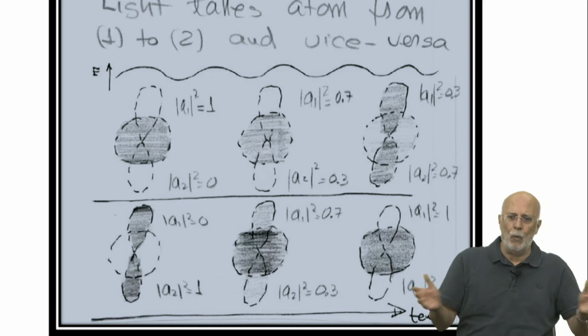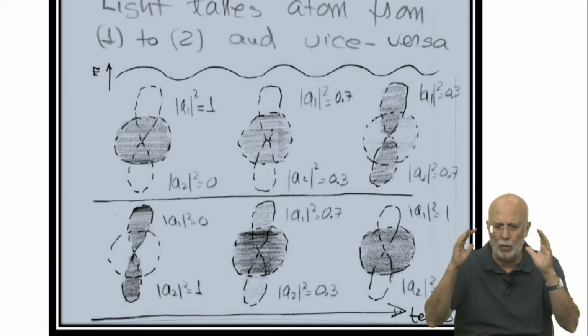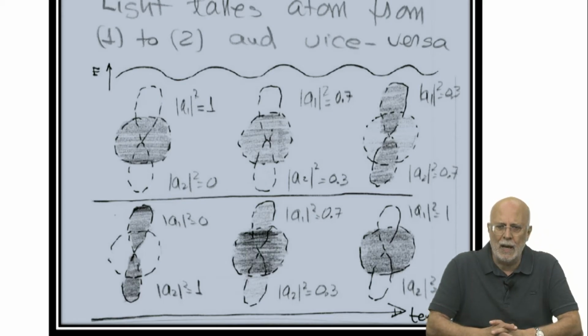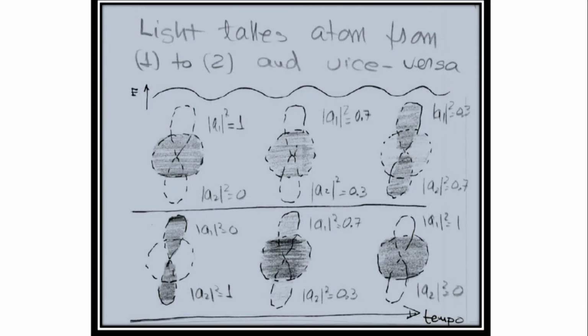Okay, so when we visualize what's happened, when I turn on the light, my system starts to deform in my orbital S, which is the circular one, where originally A1 square was 1. So the system was actually in state 1, represented by the orbital S. And that's why it's dark.